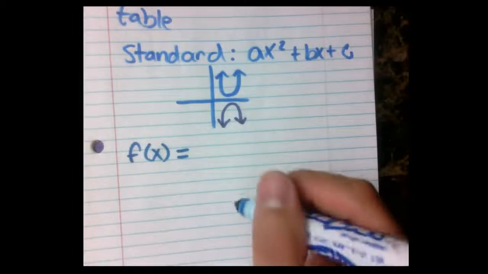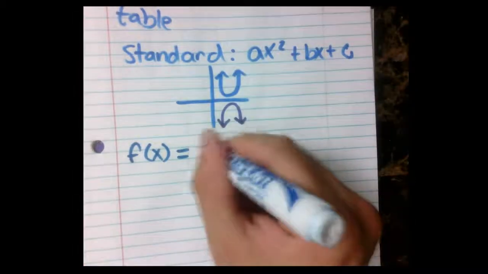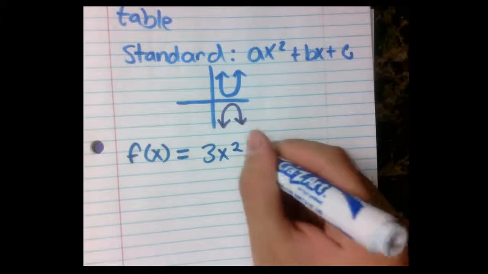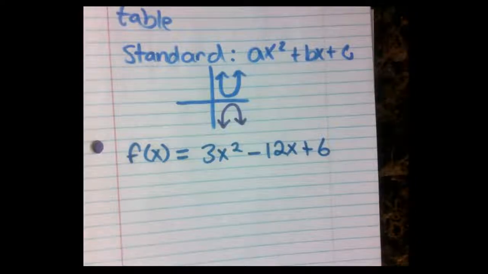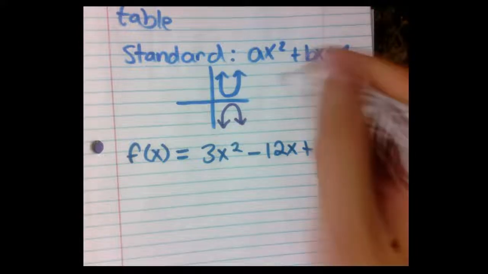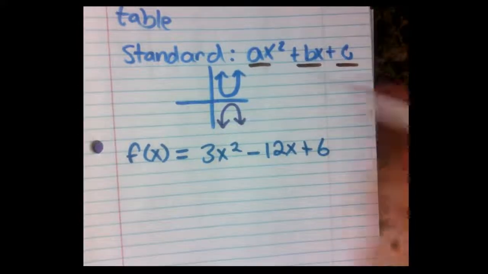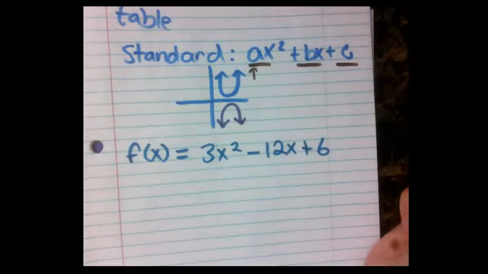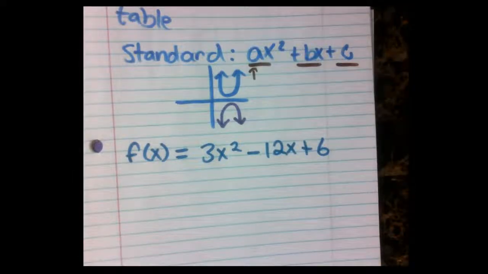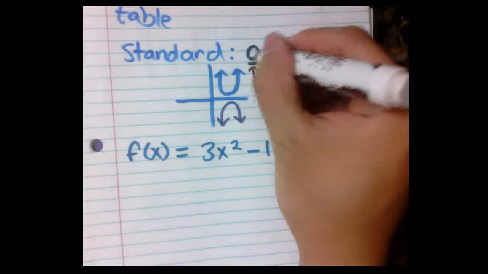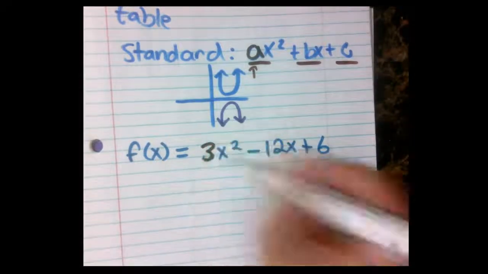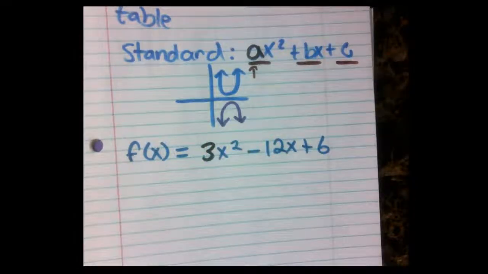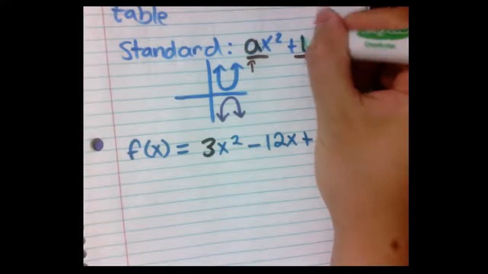So f of x is equal to, and what was the example I used before? It was 3x squared minus 12x plus 6. If we match that up with our standard form at the top, you'll notice that we have it in the same format of ax squared plus bx plus c. Your a was that first leading coefficient, and I'll use brown to represent that a. In this case it's going to be this 3. Your b, on the other hand, is that second coefficient. That's your linear part.